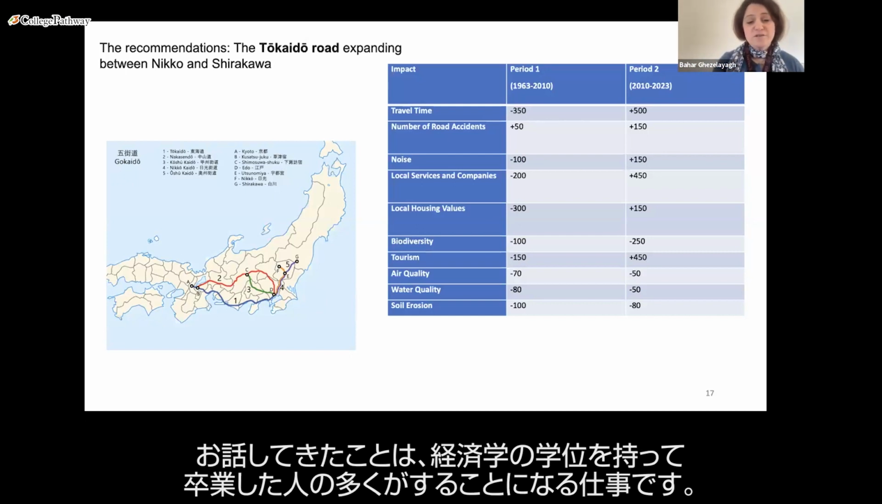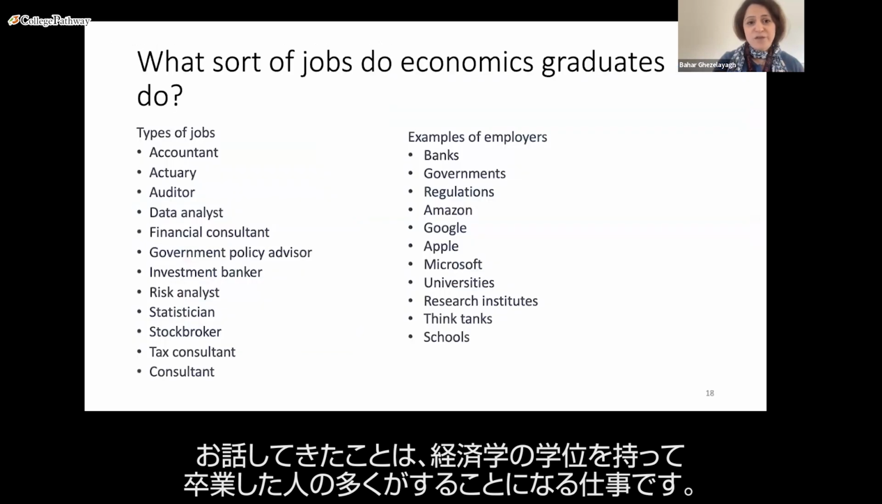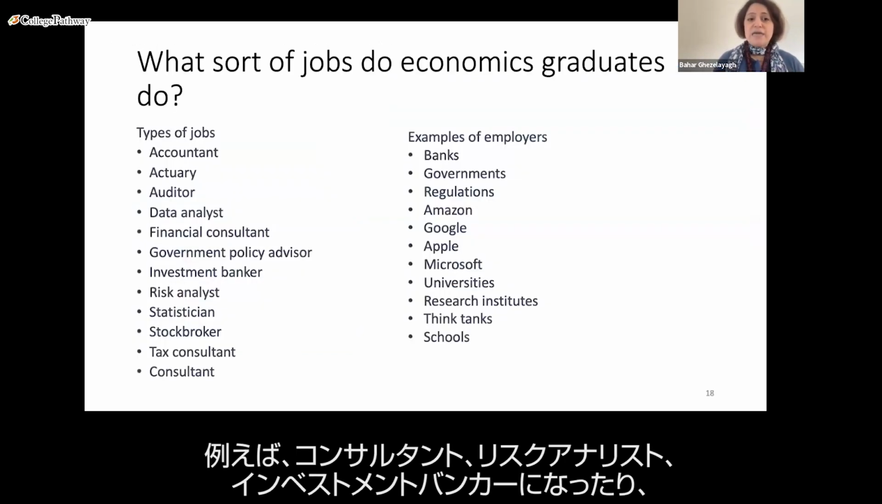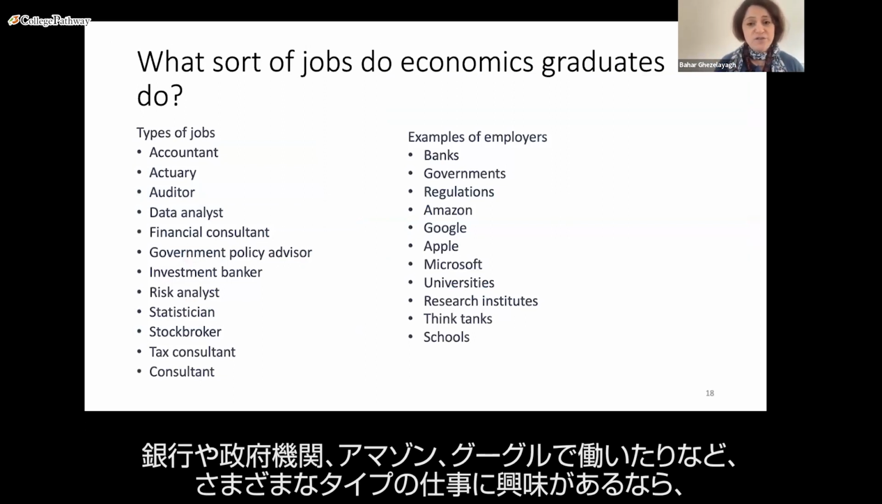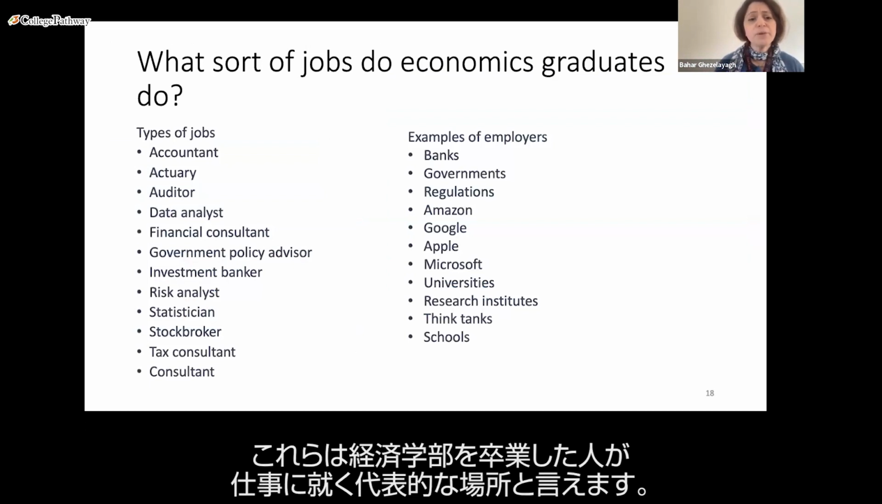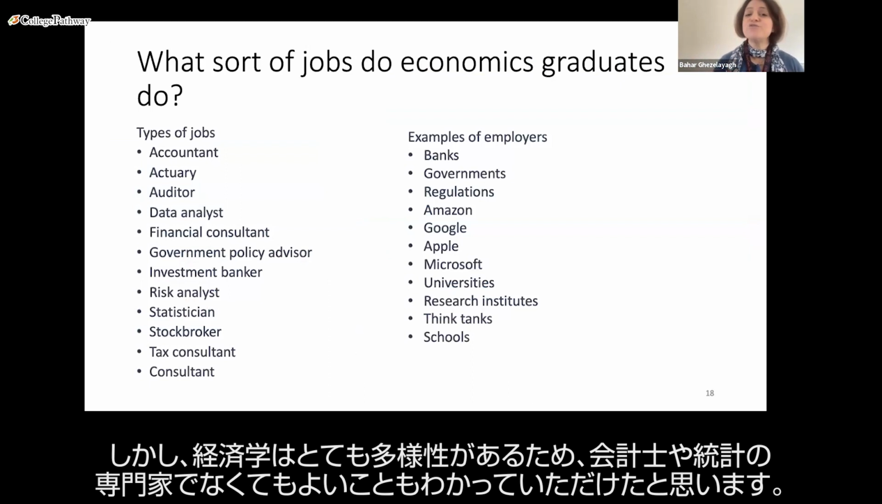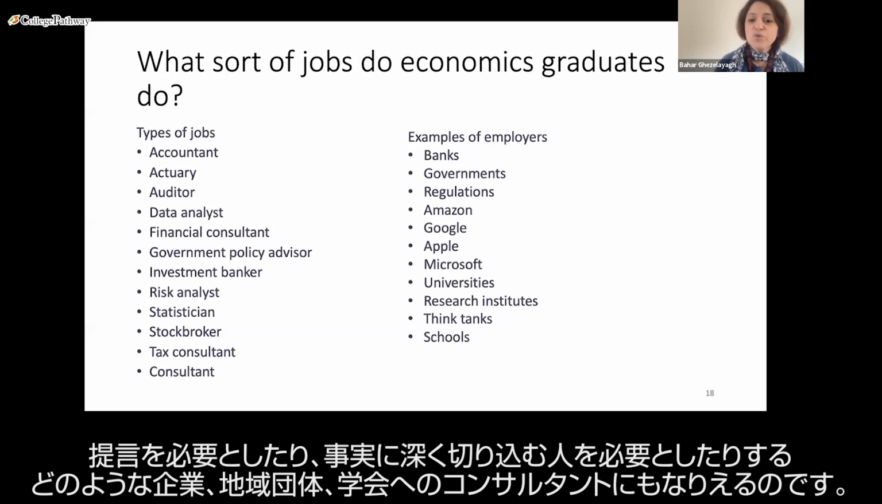And this is really what many people who've graduated with a degree in economics end up doing. If you're interested in doing different types of jobs, for example, being a consultant, being a risk analyst, being an investment banker, or working in places such as different banks and different governments, I don't know, Amazon, Google, these are the typical places that people with an economics degree get a job at. But hopefully you've also seen, because economics is so diverse, you don't have to be an accountant or a statistician. You can just be a consultant to any firms, any local bodies, any societies who need recommendations or who need someone to dig deep into their facts.